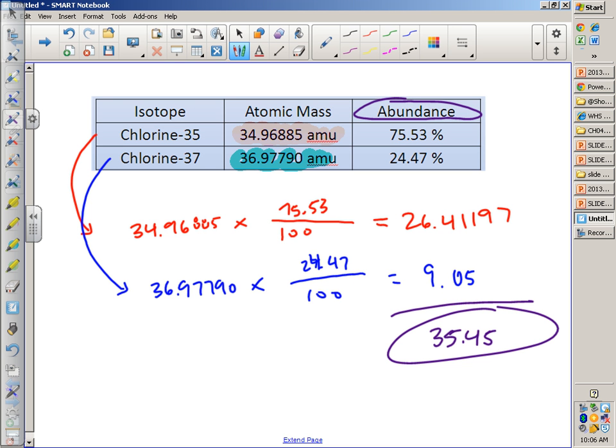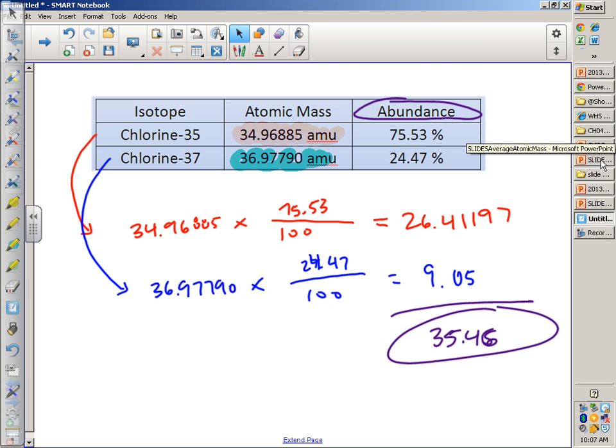How do we check whether we get the right answer or not when we do this? Go look at the periodic table and find out what the average atomic mass for chlorine is. You find out that it is 35.45. When you add these numbers together, you actually get like 35.46. It's just a rounding thing, right? You know, we're close.